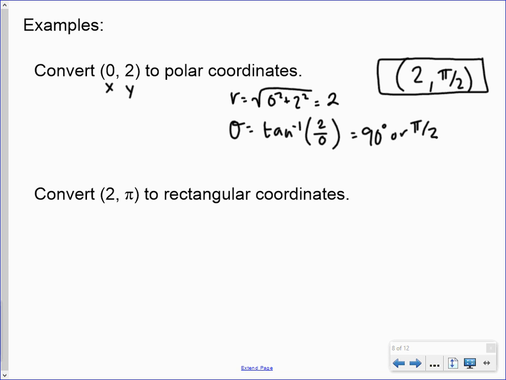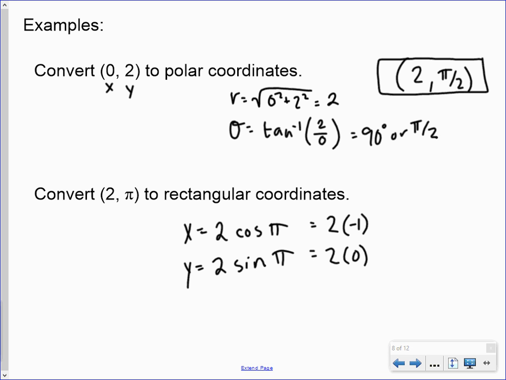Okay. And then down here, this one is actually very easy. Okay, you're just going to do x equals the radius times the cosine of pi, and y equals the radius times the sine of pi. This one happens to be for my unit circle, so I don't even really need my calculator here. The cosine of pi is -1, and the sine of pi is 0. So then I'm going to get (-2, 0) for my x and my y.